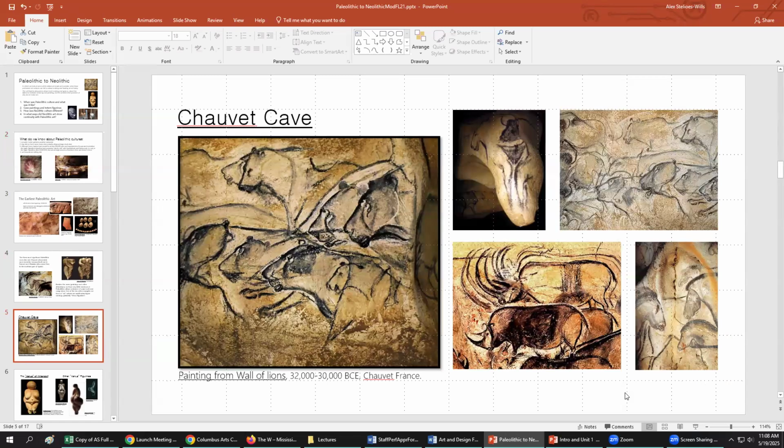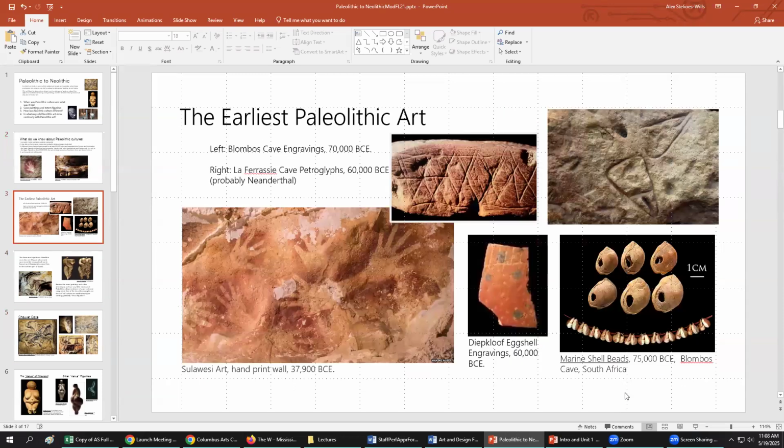So Chauvet Cave is an amazing cave network. There's a fantastic documentary about Chauvet Cave called Cave of Forgotten Dreams. I totally recommend watching it. It's the oldest site that we have evidence of in Europe. As I saw in the earlier slide, there is some cave painting in Indonesia, Sulawesi, and that's from like 37,000 or 38,000 BCE.